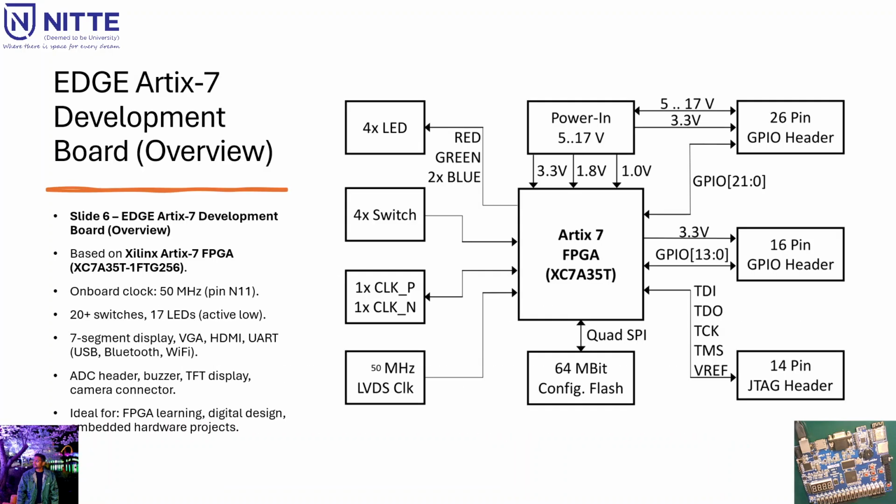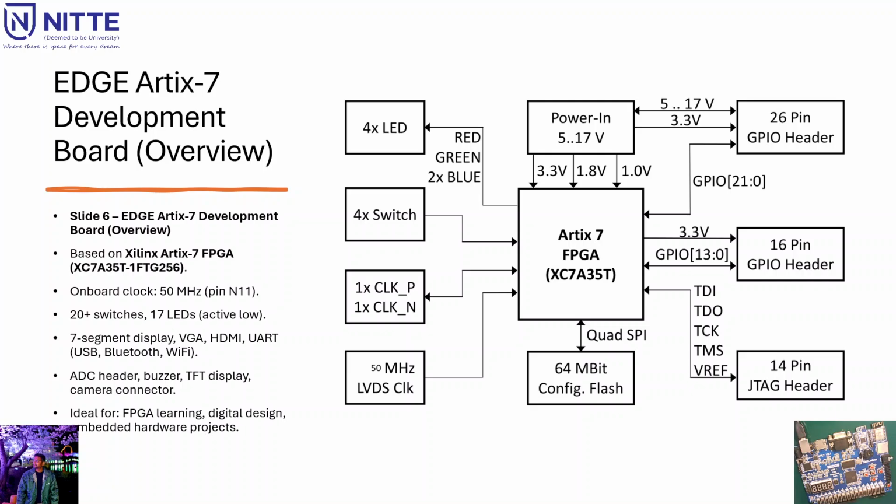And the core we are using in this Edge Artix-7 development board, as shown in the image, you can see in the right corner the board being displayed live. It is based on the Artix-7 FPGA. The FPGA IC number is XC7A35T-1FTG256. This board has an onboard clock of 50 megahertz. Some other boards have 100 megahertz also, but what I'm using for this tutorial is 50 megahertz.